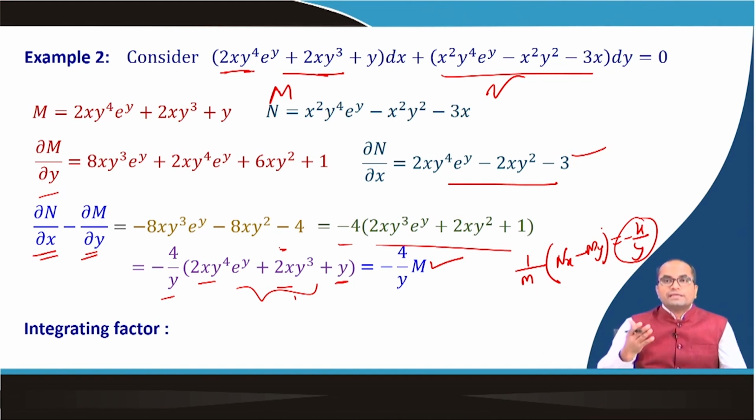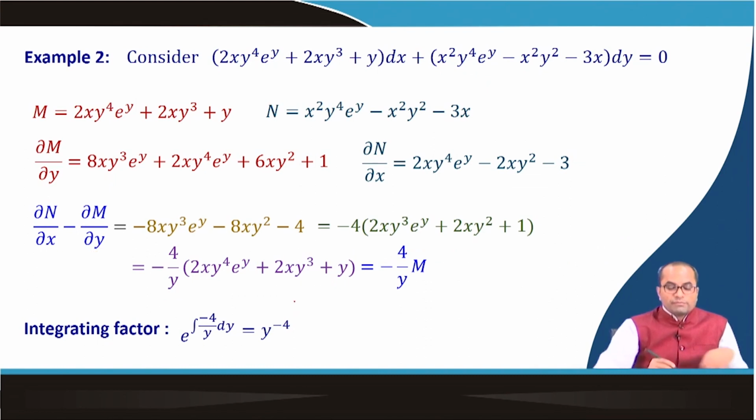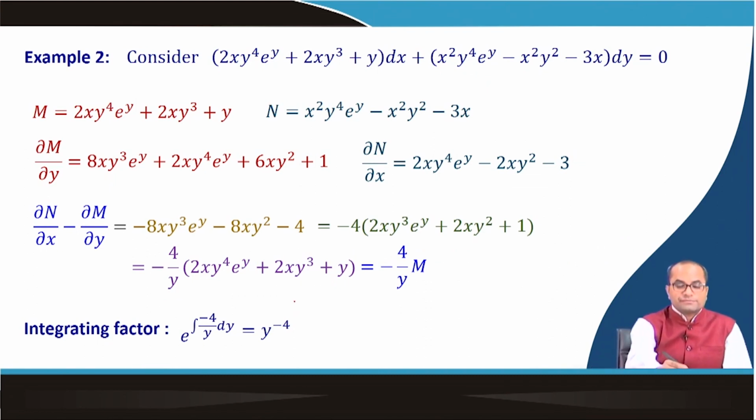And then we know the integrating factor, that will be e^(∫-4/y dy). So, this is the integrating factor, e^(-4 ln y), that means it is y^(-4). So, if you multiply the whole equation by y^(-4), then the given differential equation will be an exact differential equation.